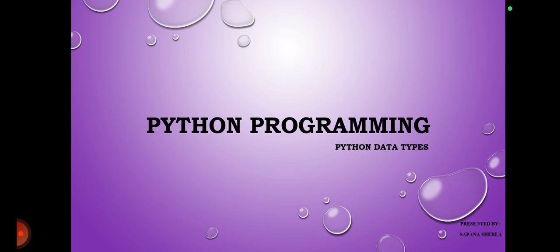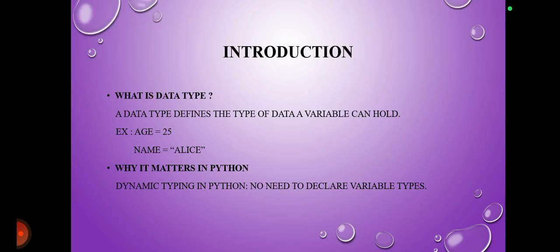Next we see what is meant by data type and why it matters. A data type simply tells us what kind of value a variable is storing. For example, if we write age = 25, we are storing a number, so Python knows this is an integer. And if we write name = "Alice", we are storing text, so Python knows this is a string.